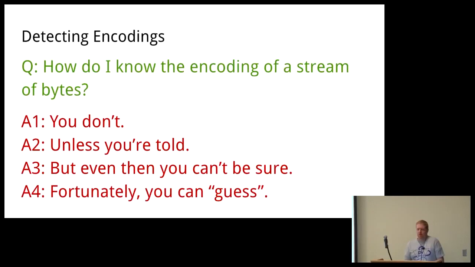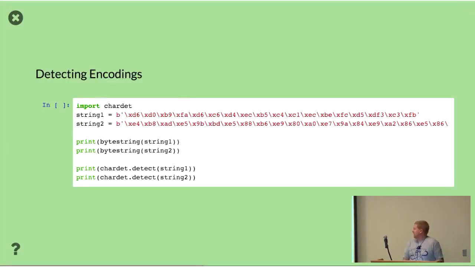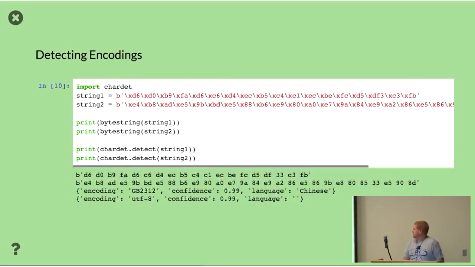Fortunately, like I was mentioning with the web browsers, you can usually guess at the encoding. There's a great third-party Python library called Chardet, or I don't know how you pronounce it, but I pronounce it Chardet, that, given a string of bytes, you can tell Chardet to detect the encoding of the string. So we have 2 byte strings here. They're completely different. One of them is in an encoding called GB2312, which is used for a lot of Chinese characters, and the other one is UTF-8, according to Chardet, with 99% certainty.